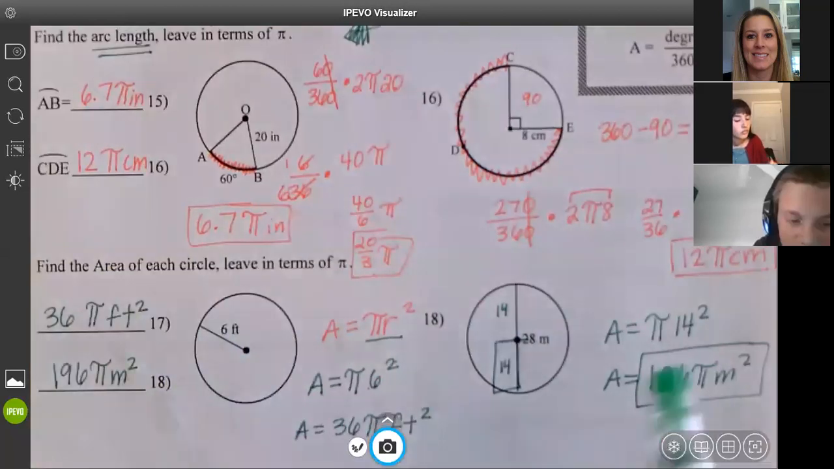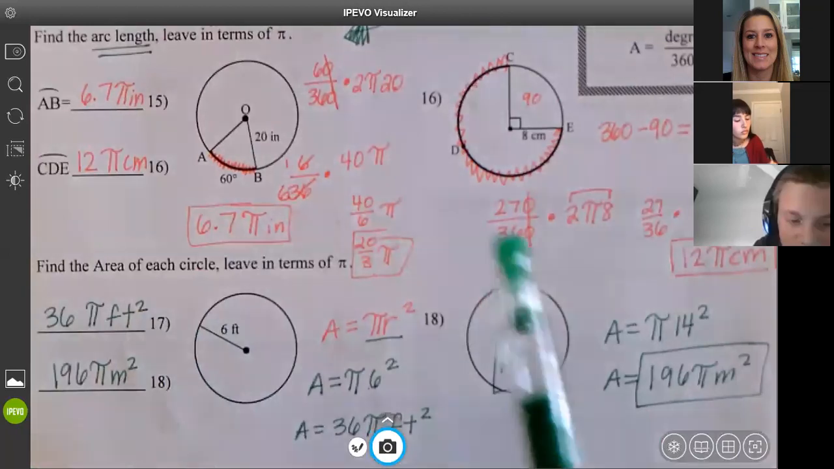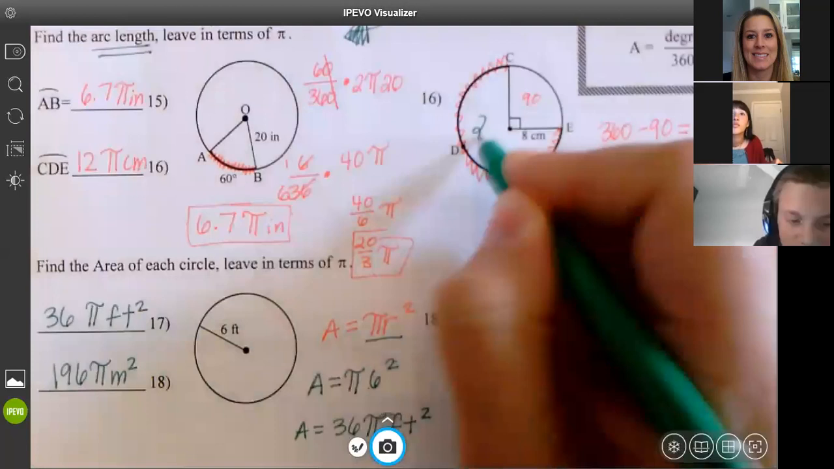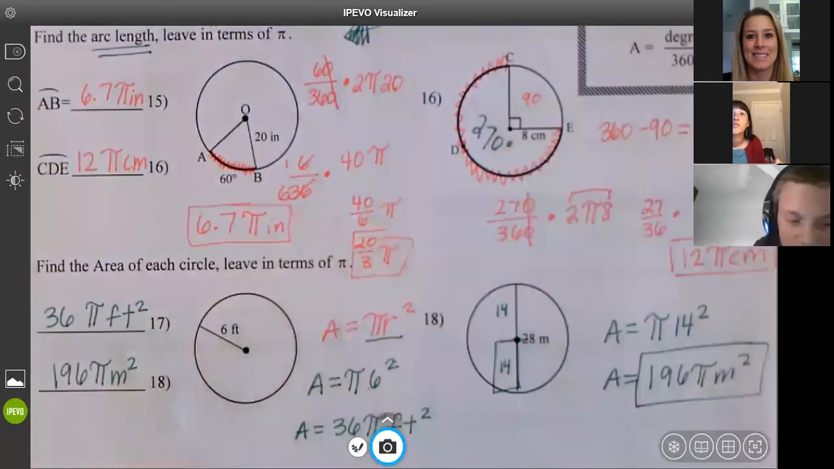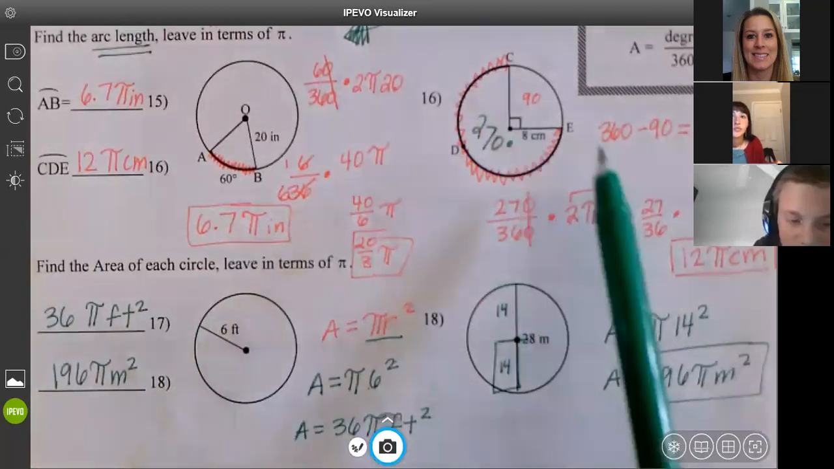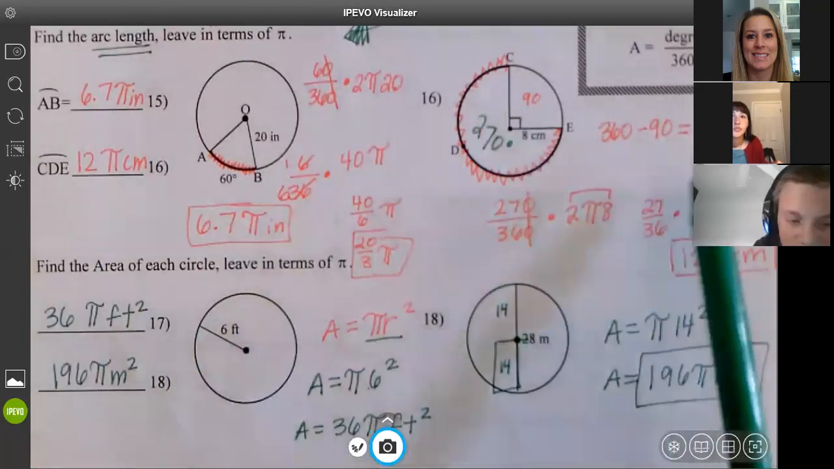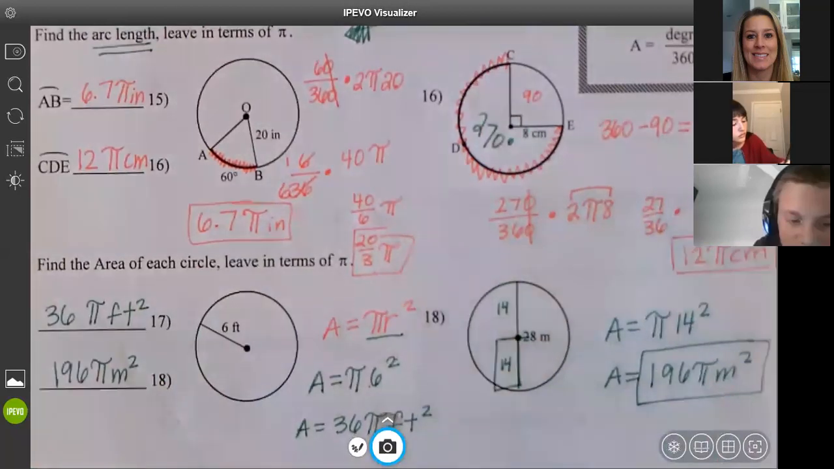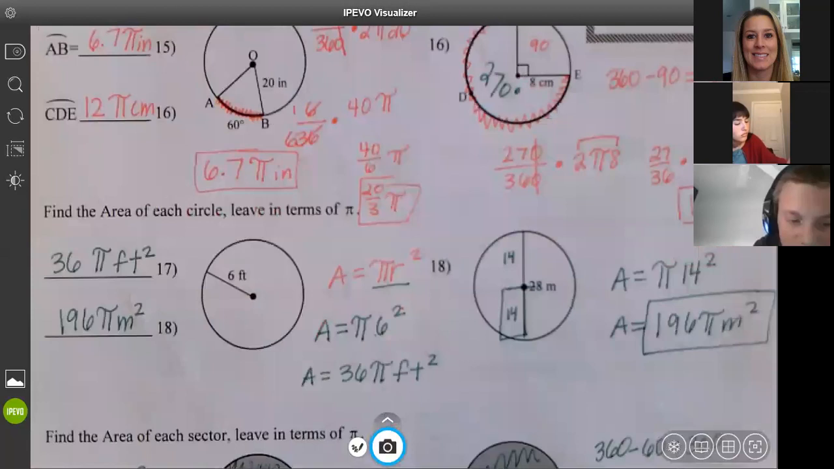And then 16 is the same type of problem. The key is knowing what your degree is. So this here should be 270 degrees, because if that's 90, I can do 360 minus 90 to get to that 270. I'm just going to move up to the area ones.